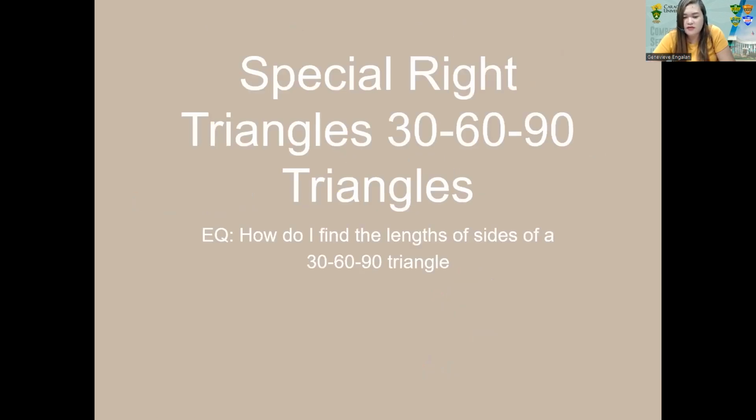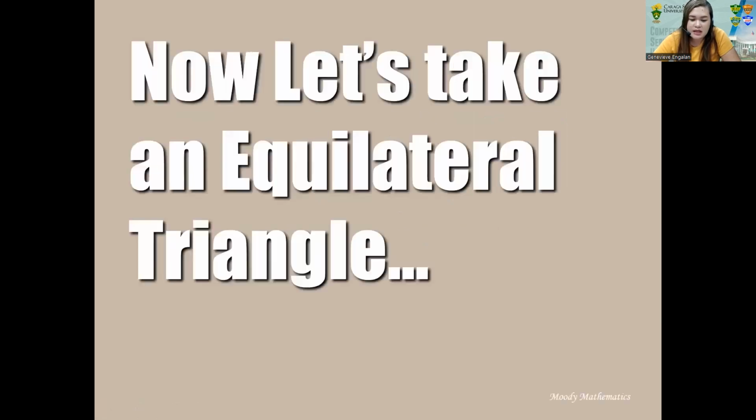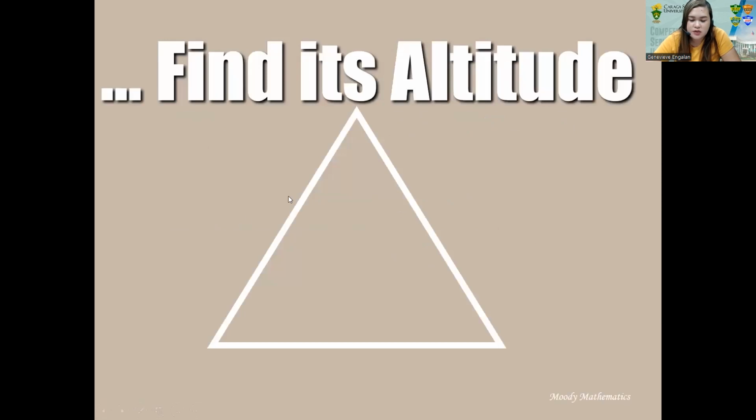Okay, so we have another special right triangle. The special right triangle 30, 60, 90, meaning the measures of its interior angles are 30, 60, 90. So how do we find the lengths of the sides of a 30, 60, 90 triangle? So now let's take an equilateral triangle. Since it is equilateral, all sides have the same measure, right?